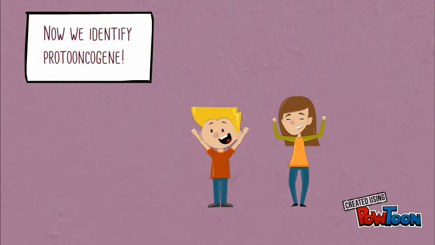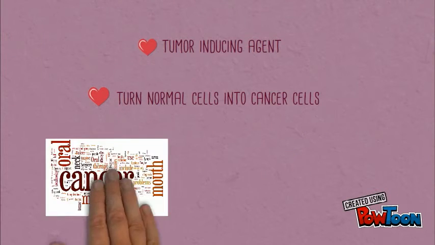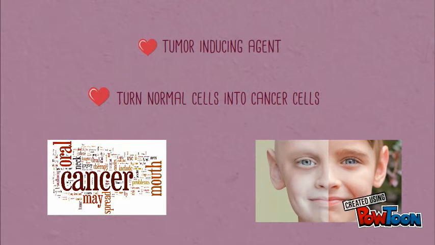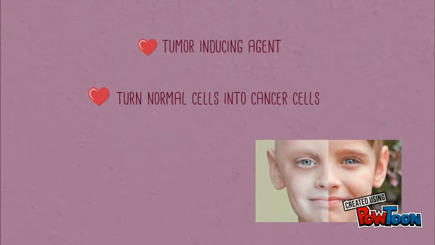Now, we identify protooncogene. This can become a tumor-inducing agent, which will become an oncogene, and this in turn is a gene that helps turn normal cells into cancer cells.